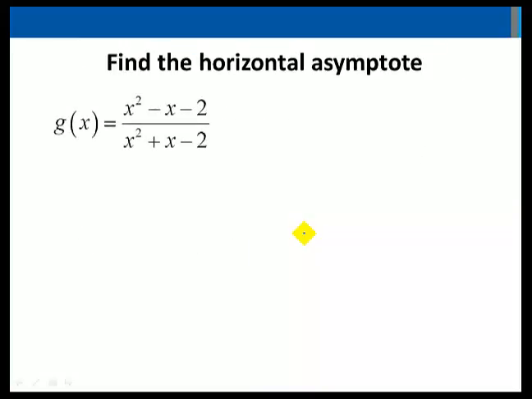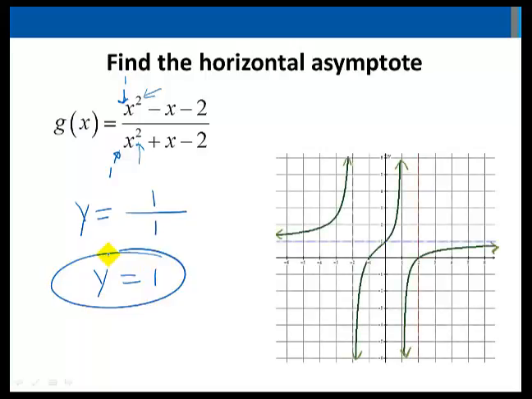What this is telling us is that for g of x, which is equal to x squared minus x minus 2 over x squared plus x minus 2, the degree of the numerator is 2 and the degree of the denominator is 2. If the degree of the numerator is equal to the degree of the denominator, then the horizontal asymptote will be equal to the leading coefficient of the numerator, 1 in this case, over the leading coefficient of the denominator, also 1. So our horizontal asymptote here will be y equals 1. If we look at a graph of the function g of x, we can see that indeed y equals 1 is a horizontal asymptote.